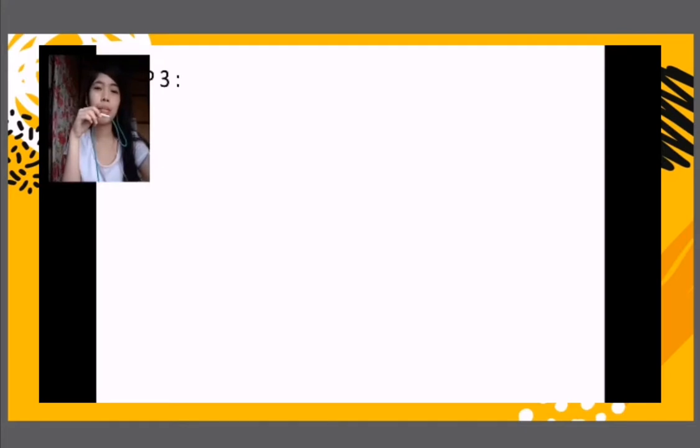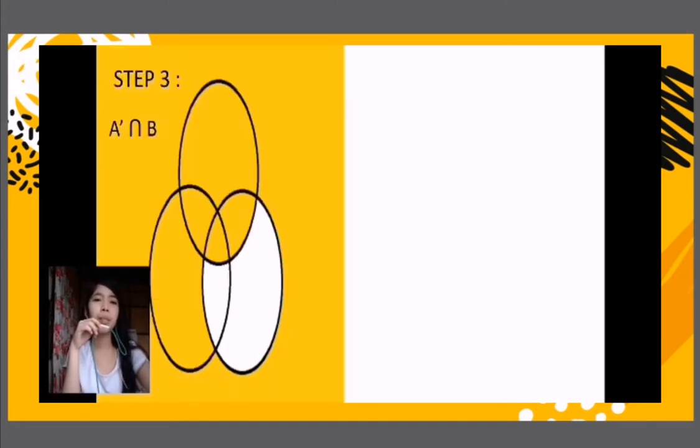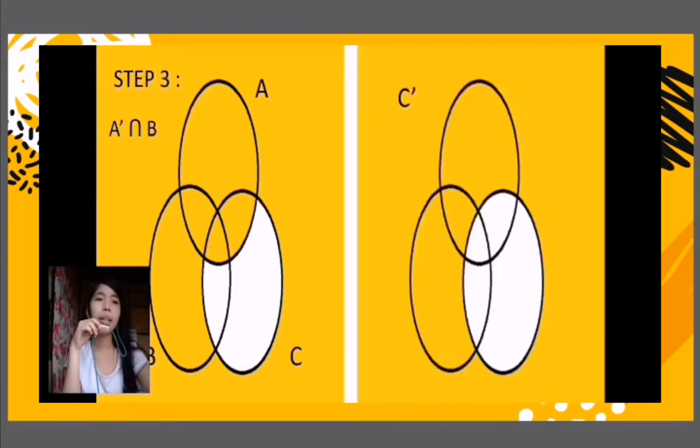This is step 3. A complement intersect with B, or the intersection of A complement and B. This is the illustration. This is the A, this is the B, and this is the C. And this is the illustration for C complement. This is the A, this is the B, and this is the C.